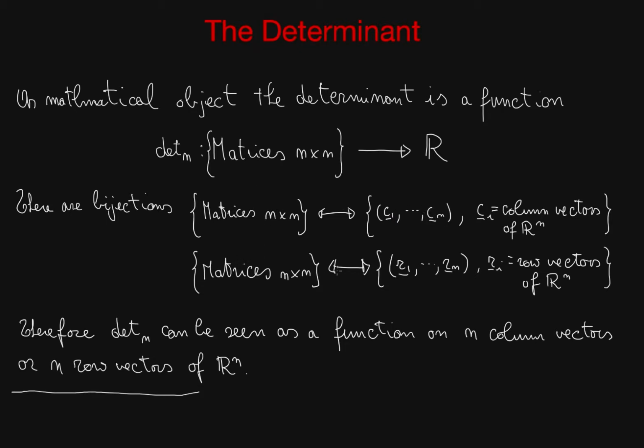The same goes for row vectors. So we can take a matrix and associate its row vectors, and we end up with an n-tuple of vectors in R^n written horizontally, R1 up to Rn. And vice versa, we can associate the matrix comprising these row vectors and the matrix comprising these column vectors. So these are bijections.